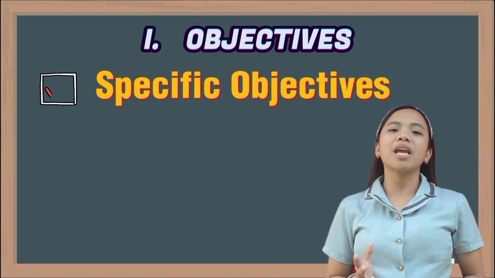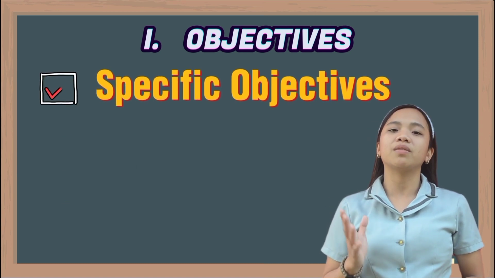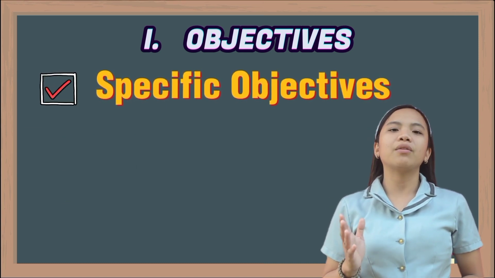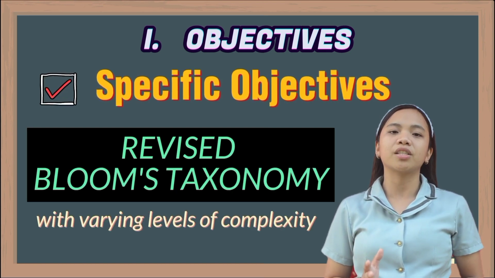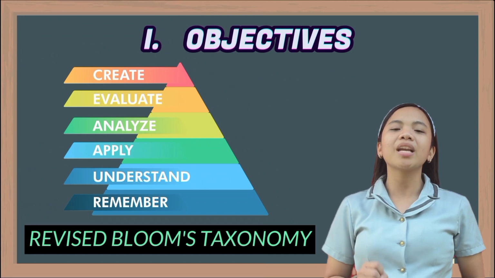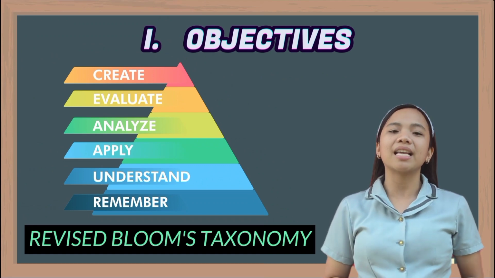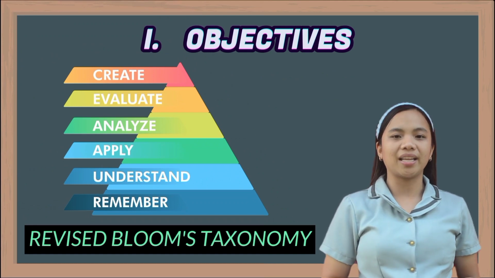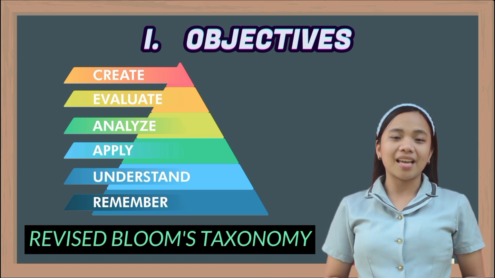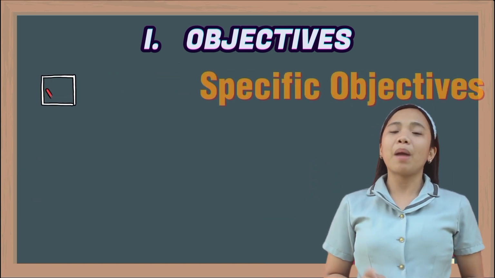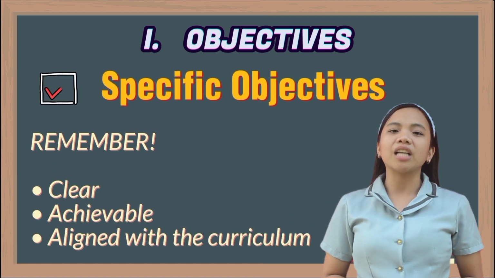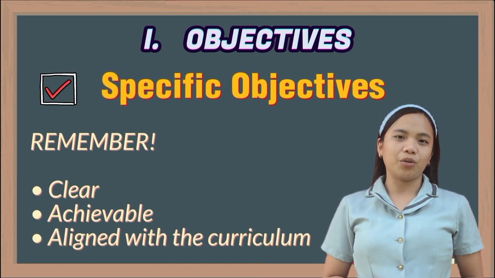You should always take note that your specific learning objectives should be aligned to the revised Bloom's taxonomy, where the learning objectives vary in levels of complexity, namely remembering, understanding, applying, analyzing, evaluating, and last, creating. It also comprises 3 domains, namely cognitive, psychomotor, and affective. Remember, objectives should be clear, achievable, and aligned with the curriculum.